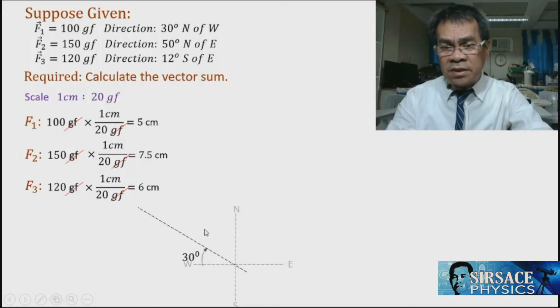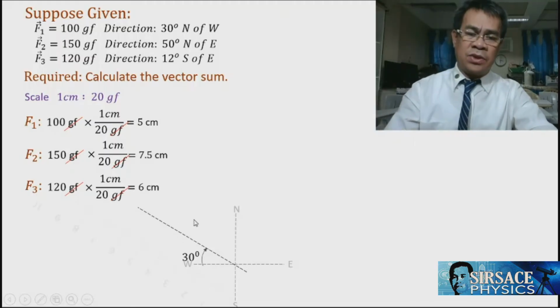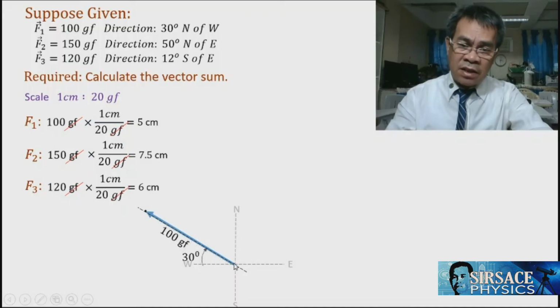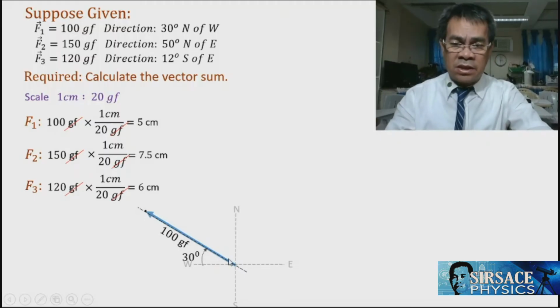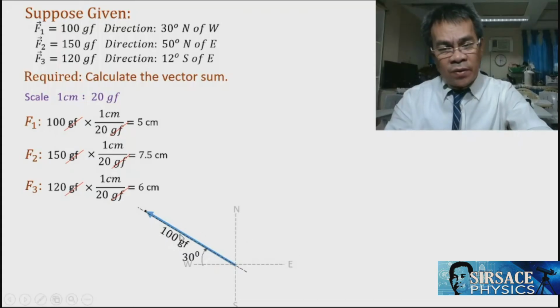And we need 5 centimeters for the magnitude because the 5 centimeters is equivalent to 100 gram force for F1. So use the ruler. Find the 5 centimeters. So 1, 2, 3, 4, 5. Okay, so then mark your pencil at 5 centimeters. Then connect a line from the starting point towards the point of the 5 centimeters. This will be a drawn to scale 100 gram force. Okay, so therefore the force is 100 gram force, but the scale is 5 centimeters.